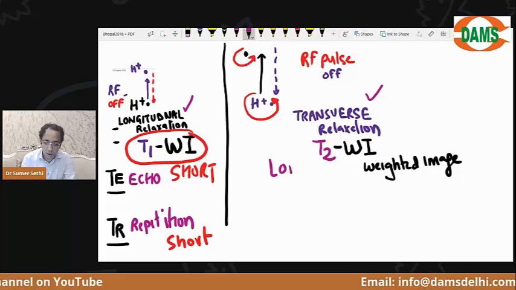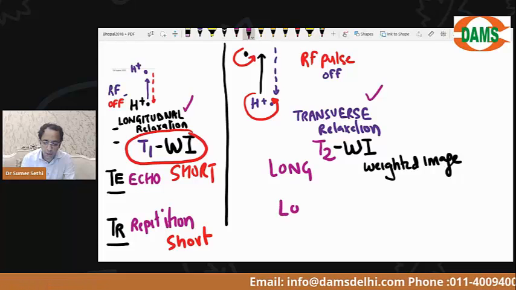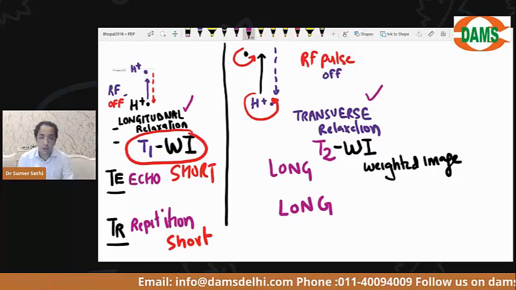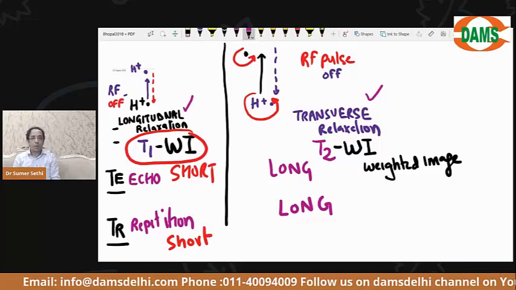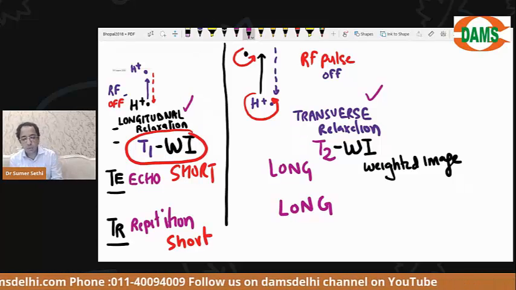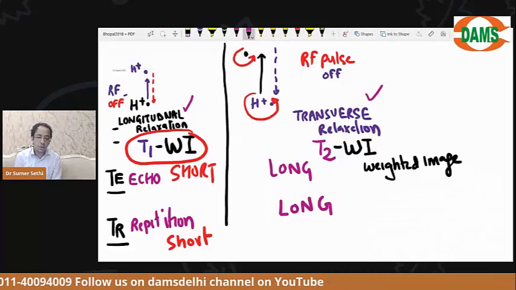If the echo time and repetition time are both long, the image will be predominantly based on transverse relaxation, which is called a T2 weighted image.